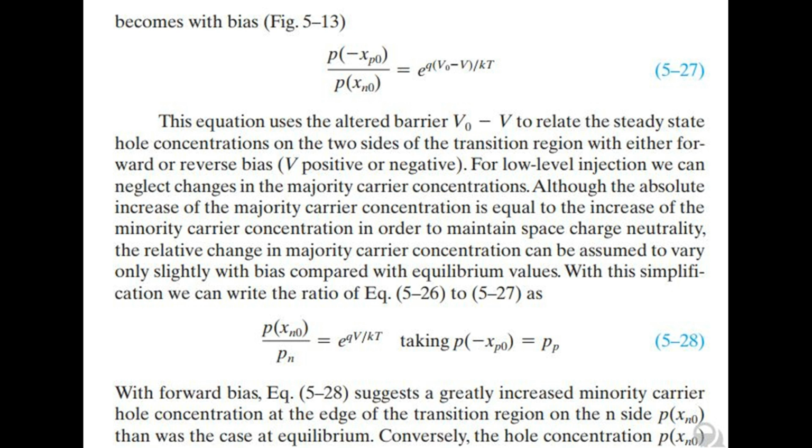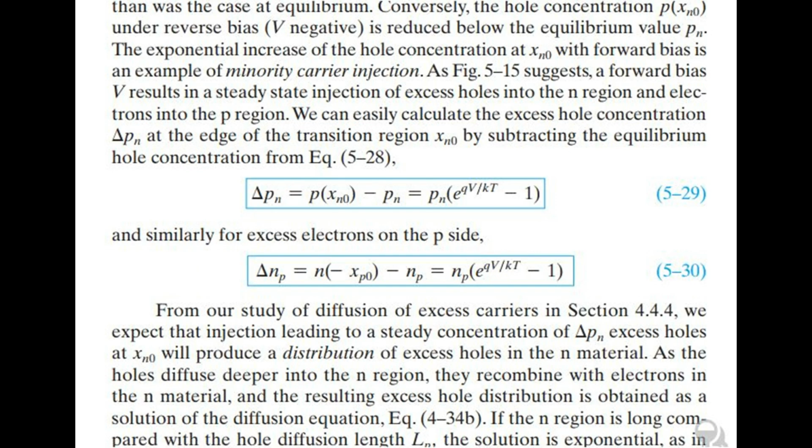With forward bias, Eq 5.28 suggests a greatly increased minority carrier hole concentration at the edge of the transition region on the n side, p(xn0), than was the case at equilibrium. Conversely, the hole concentration p(xn0), under reverse bias, V negative, is reduced below the equilibrium value pn. The exponential increase of the hole concentration at xn0 with forward bias is an example of minority carrier injection.